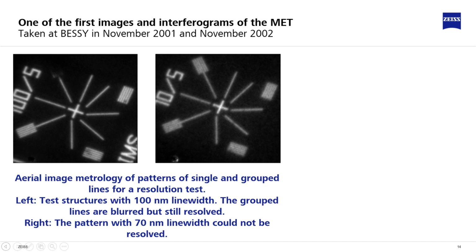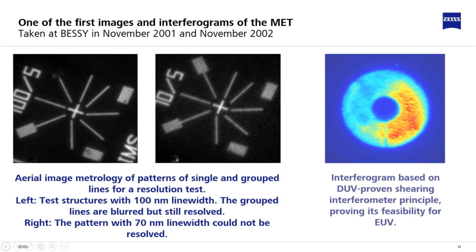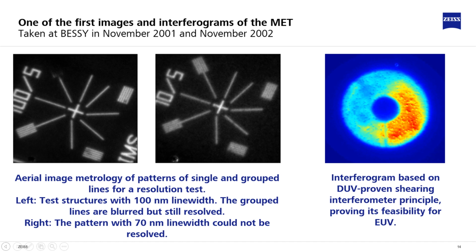Its purpose was to show to what extent the deep UV proven shearing interferometer principle could also be applied to EUV. The picture on the right shows one of the first interferograms at EUV wavelength imaged in November 2002. A structured transmission mask was used where a diffraction grating divides the incoming waves. Their superposition generates interference patterns which are registered by a detector system. Some series had been taken in various focus positions, finally proving the feasibility of the principle.